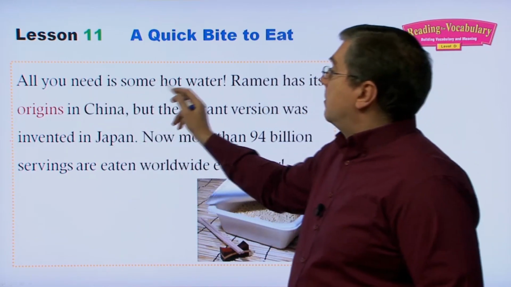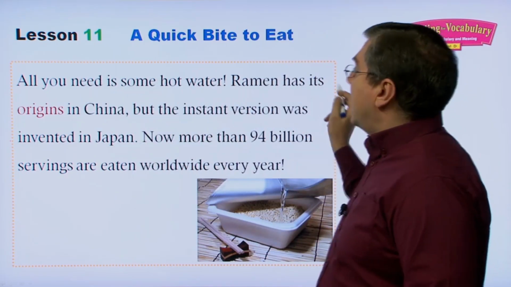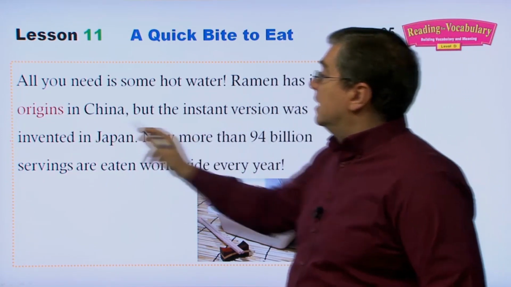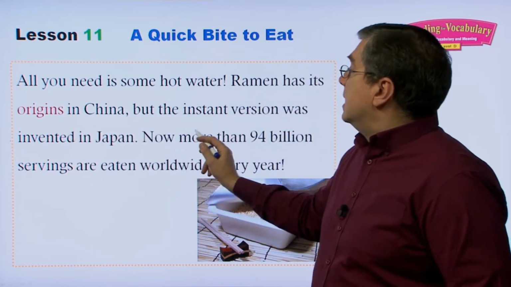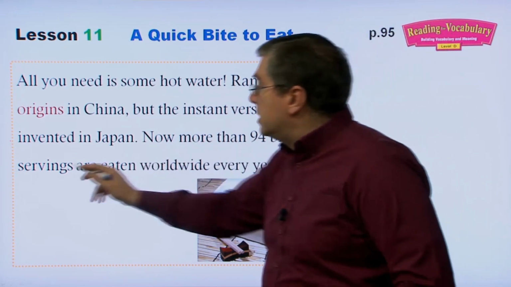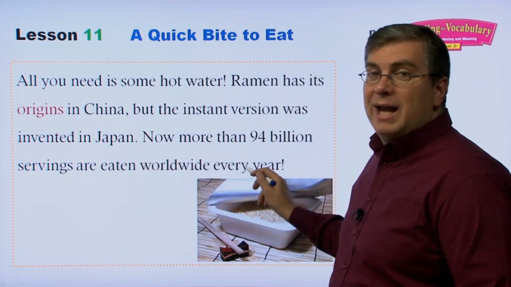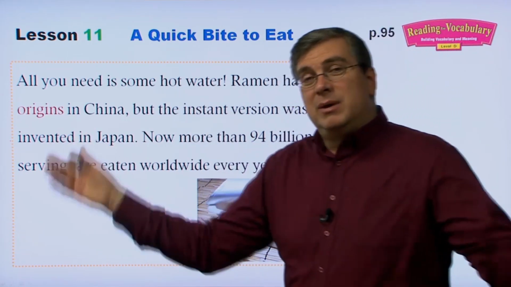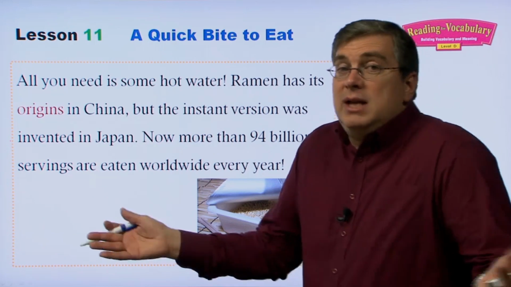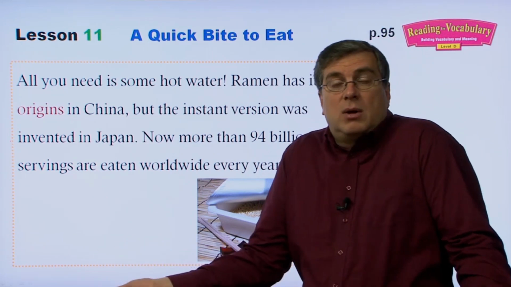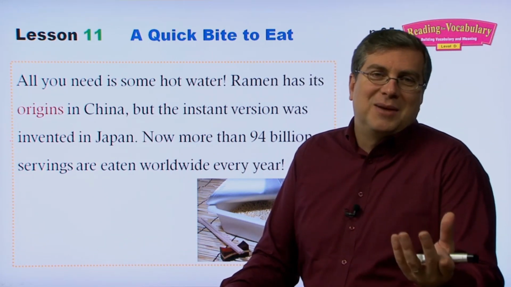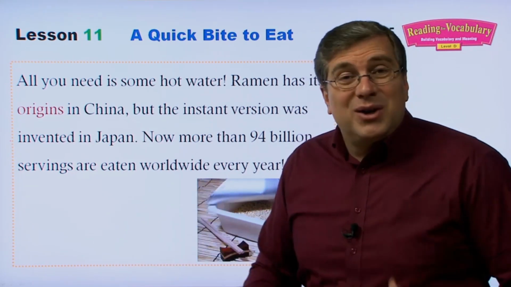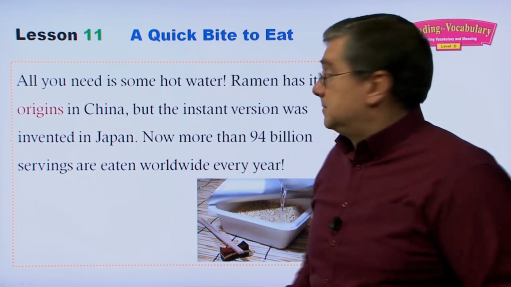All you need is some hot water. Ramen has its origins in China, but the instant version was invented in Japan. Now more than 94 billion servings are eaten worldwide every year. Okay, so they're talking about ramen. Ramen is very easy to make. All you need is hot water. That's it. Well, of course, you need the ramen prepared in the cup, but all you need to prepare it or to eat it is hot water. That's all you need to do to make it ready to eat.